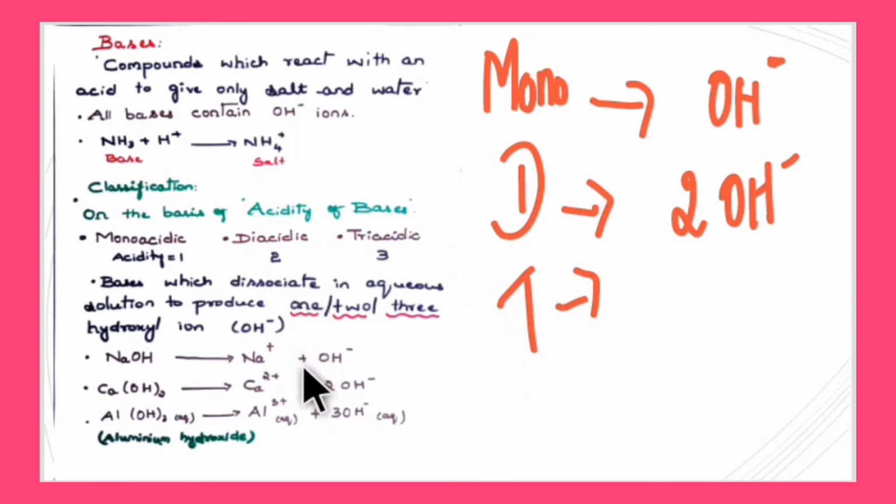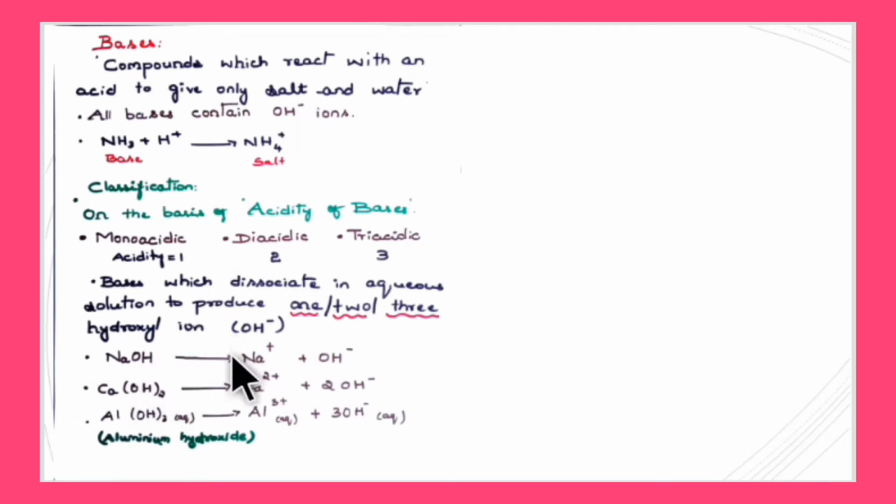Here there are a few examples I have taken. NaOH dissociates into Na plus and OH minus, which gives only one hydroxyl ion, an example of a monoacidic base. They may give a few examples and ask you to identify. You can check with this dissociation and explain or choose the right answer. Next, Ca(OH)2 dissociates as Ca2 plus and 2 OH minus, so this is an example of a diacidic base. Ca(OH)2 is water insoluble. Next, in case of triacidic, Al(OH)3 in aqueous solution gives Al3 plus and 3 OH minus. So mono 1, di 2, tri 3, that's it. Here aluminum hydroxide you can give as an example.